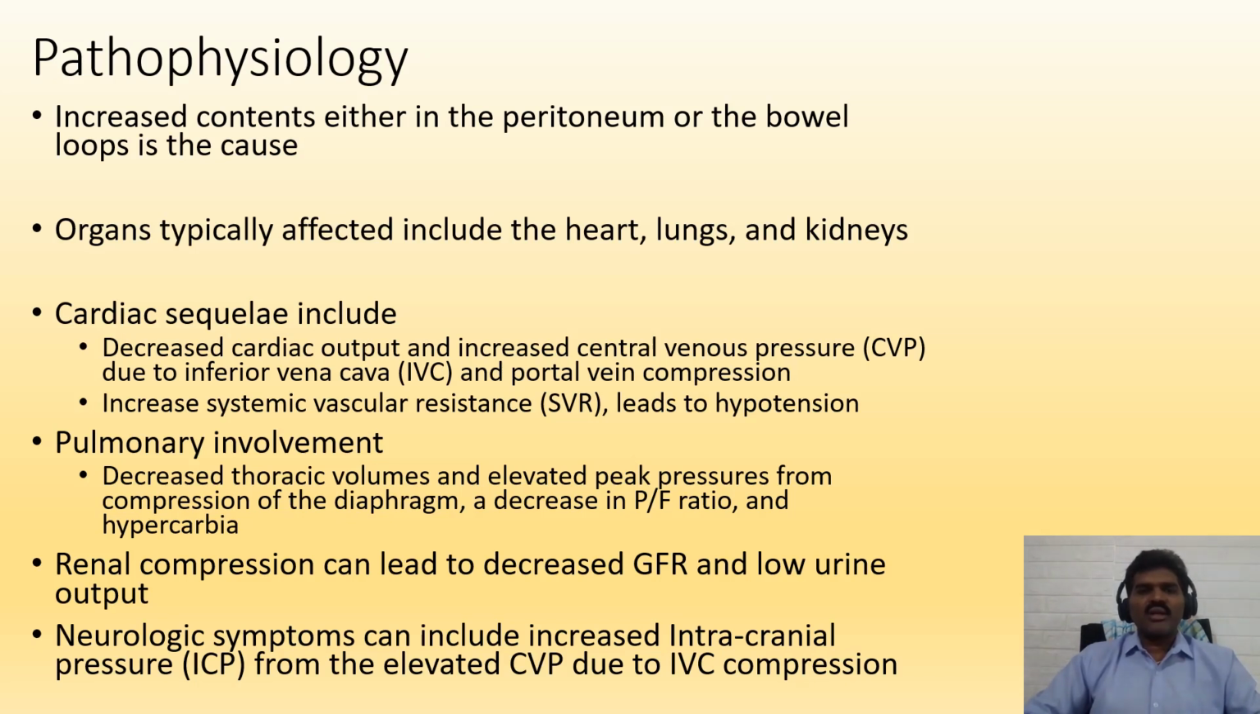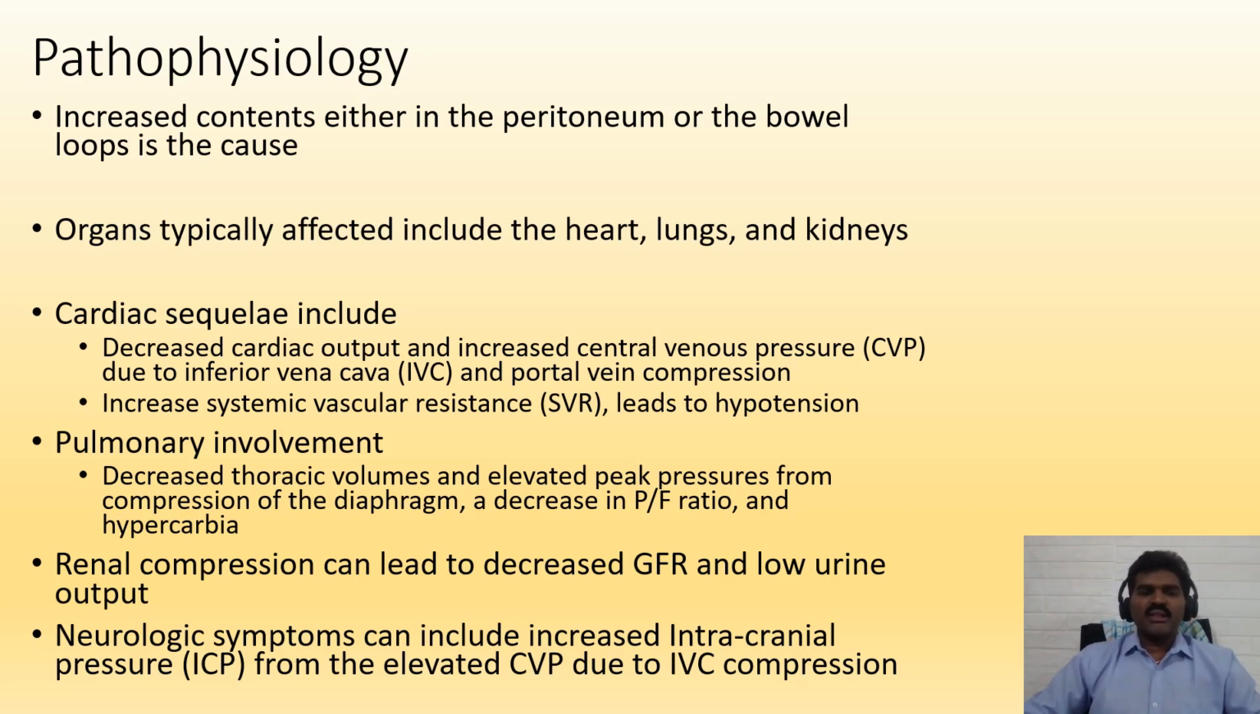There is also portal vein compression, which again reduces free flow of portal blood, and there is stasis within the abdominal compartment, and that leads to extravasation. There is an increase in systemic vascular resistance, which further leads to hypotension. Pulmonary involvement includes decreased thoracic volumes and elevated peak pressures from compression of the diaphragm, a decrease in PaO2/FiO2 ratio, and hypercarbia will ensue eventually.